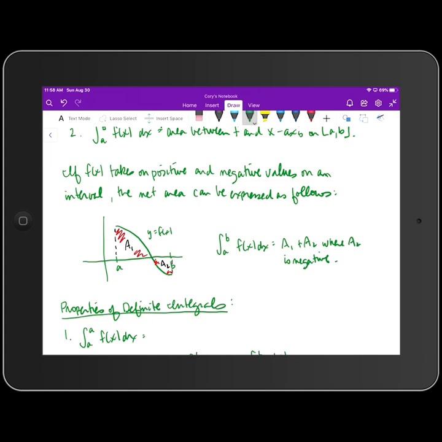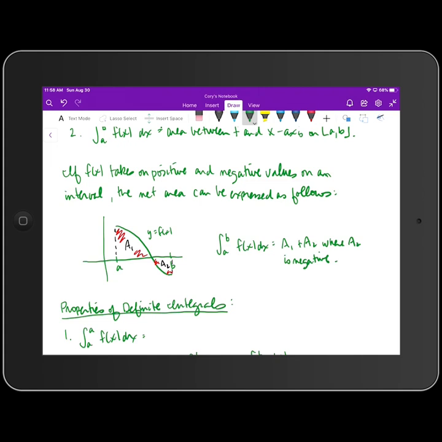So if I want to calculate the integral from a to b of f of x, which we are integrating with respect to x, then that area enclosed by the function and the x-axis is going to be equal to a sub 1 plus a sub 2. So we're going to sum up those two areas, but a sub 2, the area that lies below the x-axis, we're going to count that as a negative area.